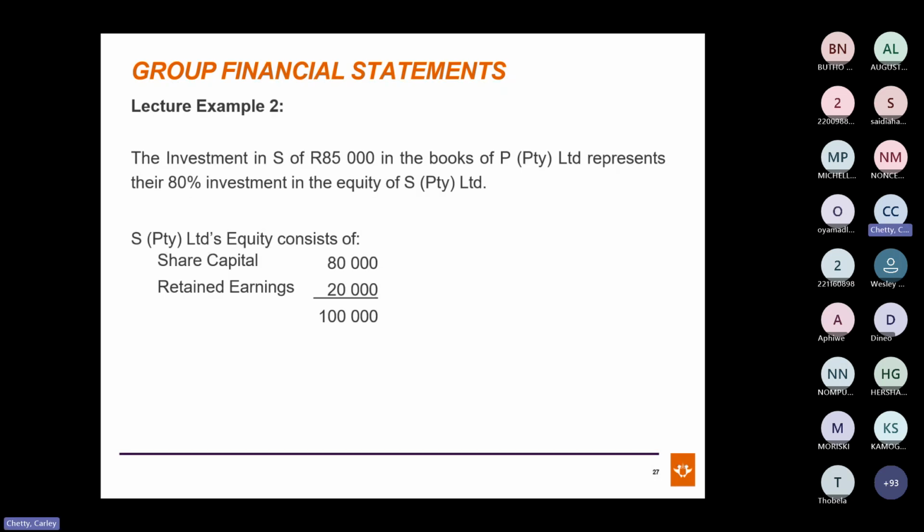So the investment in S of 85,000 Rand in the books of P represents their 80% investment in the equity of S. So this means that the investment in S is 85,000 Rand. This is the amount that P paid for 80% shareholding in S. S's equity on acquisition date: S has share capital of 80,000 Rand and retained earnings of 20,000 Rand.